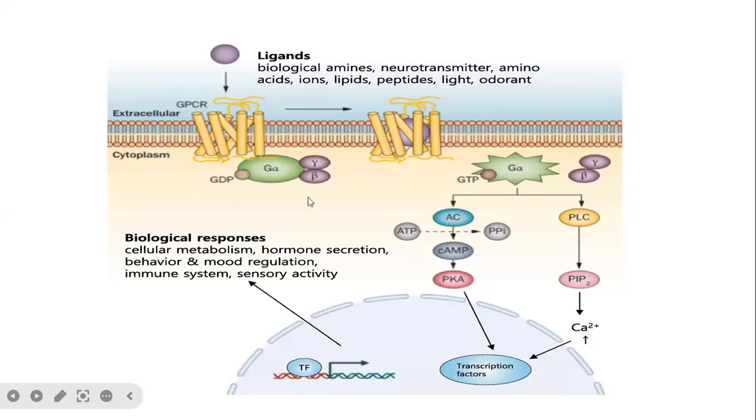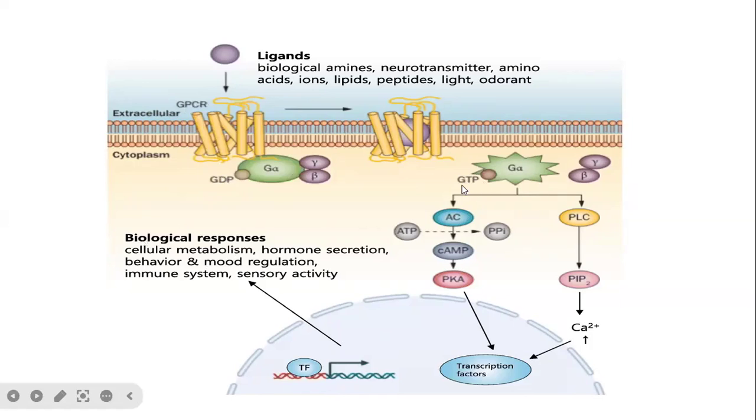intracellular G protein. This is the intracellular G protein. As you can see, G protein is a heterotrimeric protein having three subunits: alpha subunit, beta subunit, and gamma subunit, right? Alpha, beta, and gamma. This is a heterotrimeric protein. So the ligand binds to the receptor. This receptor undergoes a conformational change. When it undergoes a conformational change, it binds to the G protein, activating the G protein. The activated G protein will convert GDP into GTP.